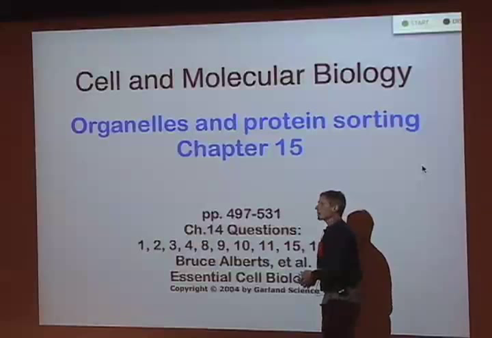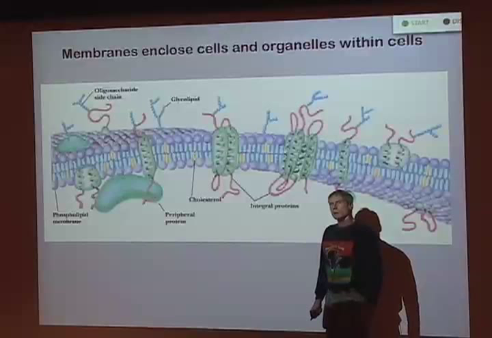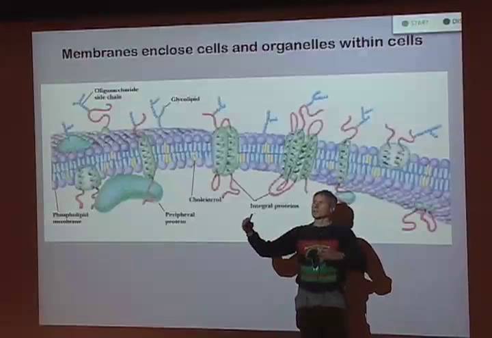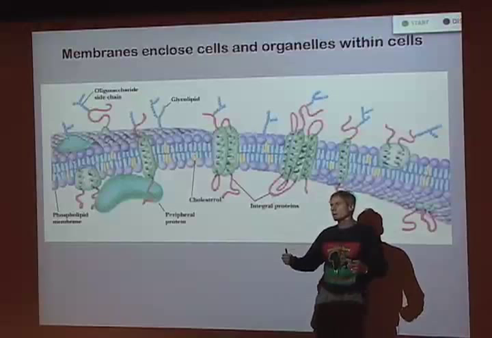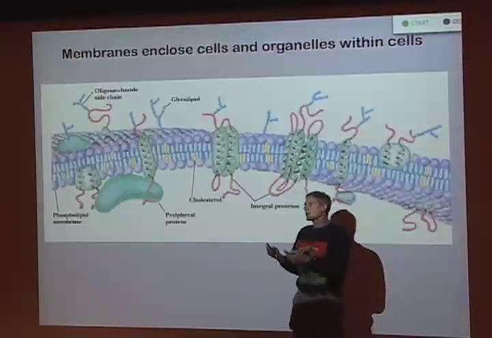Organelles and protein sorting is the topic of discussion for today. We've talked about membranes. Membranes are barriers to ions and macromolecules. They contain lipids and proteins, and they separate the inside of the cell from the outside. The inside has a different composition of proteins and ions than the outside. Membranes form a barrier for organelles and wall off segments of the cytoplasm so that certain things can be isolated. Membranes are barriers.